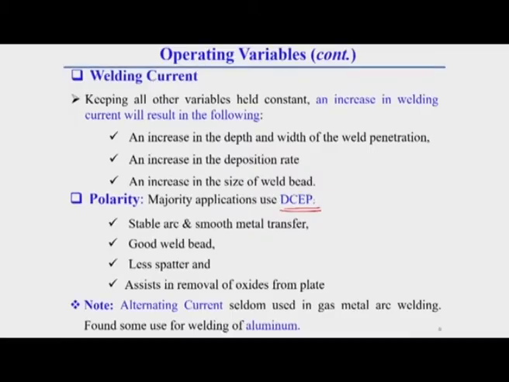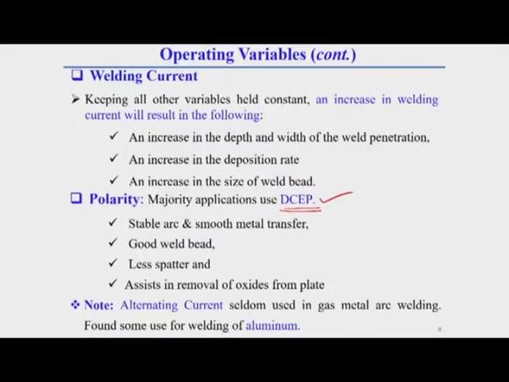So, due to this electron bombardment, generally 70% heat is generated in the electrode and 30% heat is generated in the workpiece. In the case of a consumable electrode, the electrode should melt, so more heat should be produced in the electrode. That is why the electrode positive polarity is preferable.